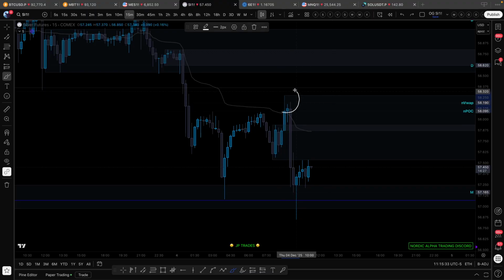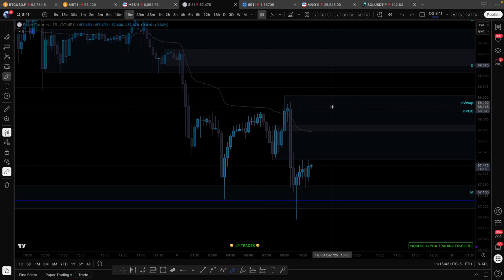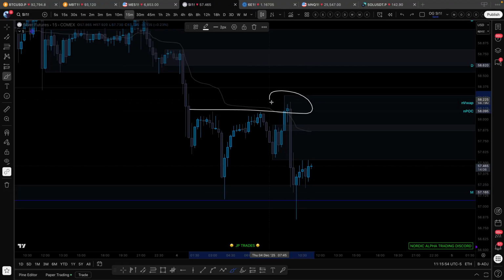So again, this is why I don't breakout trade. I don't trade breakouts of trend lines. I don't trade breakouts of patterns or anything like that. I wait for price to come to me and I trade reversals. So with that said, I hope no one got caught and trapped.